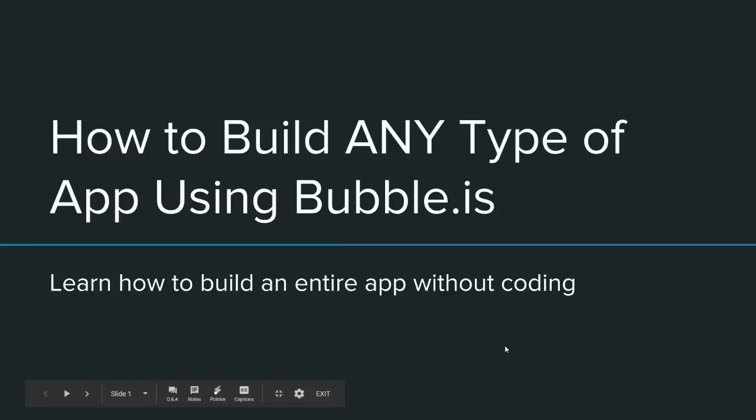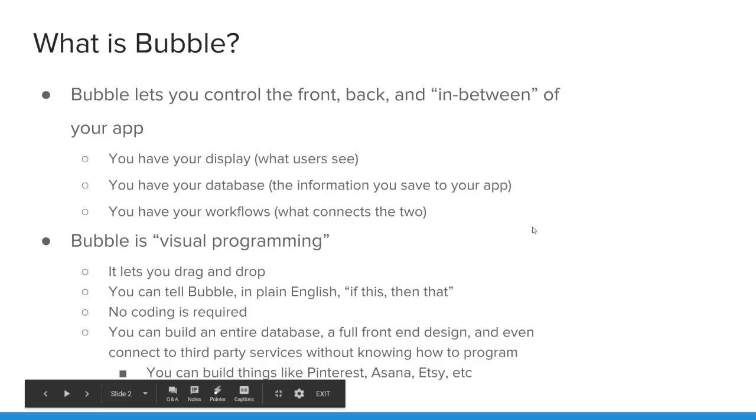Hi everyone, today I'm going to show you how to build any type of application you want using a platform called Bubble.is. Bubble is amazing, it's very powerful, it lets you build practically any app without having to code. So you don't have to know how to code, how to program anything. I'm going to show you how it works, show you some examples, and you can see what is possible on this platform. So let's get started.